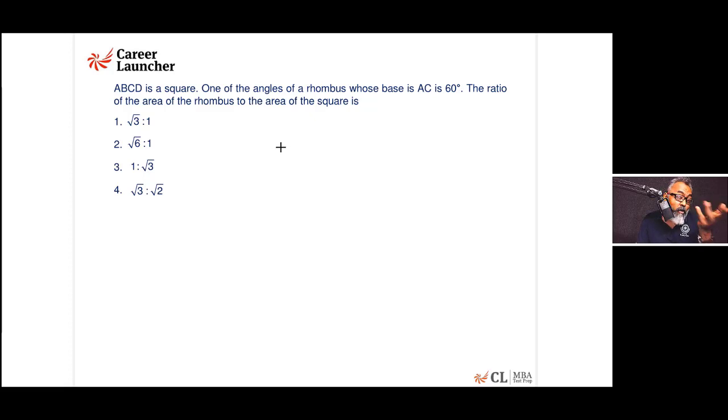This is another question from the countdown CAT 1 of Career Launcher. Here I want to talk about a problem solving strategy, which is about approximations. Approximation is possible even in the case of geometry. Now you might get into trouble, but more often than not you get the answers right in most cases.